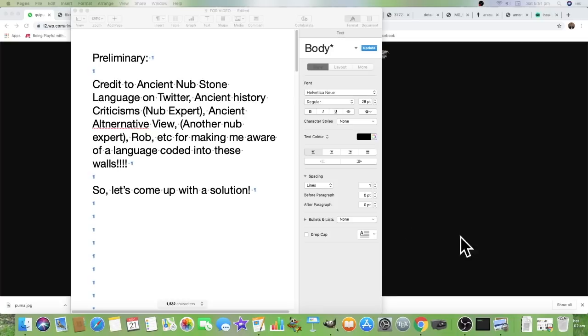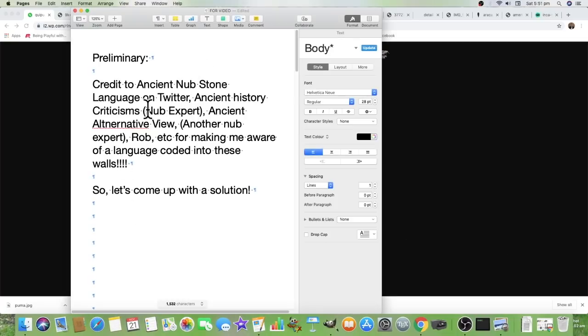Now, I want to credit Ancient Nub Stone Language on Twitter, Ancient History Criticisms, that channel. He's a nub expert, as we all know. Ancient Alternative View, another nub expert, Rob, who's also on Twitter. They have a group with a few other people on Twitter. They're always posting nub pictures. So thanks for making me aware that there is actually a language in the Inca stone.